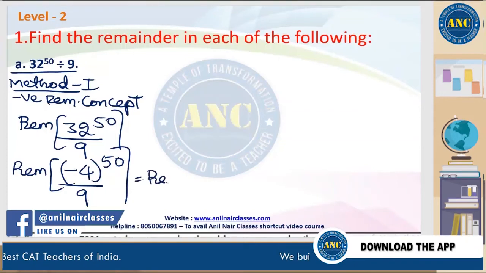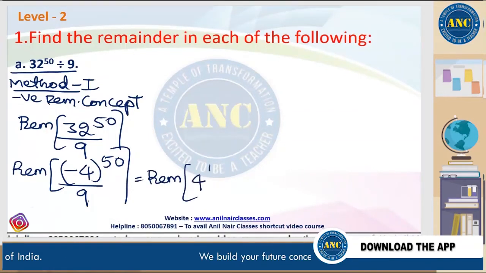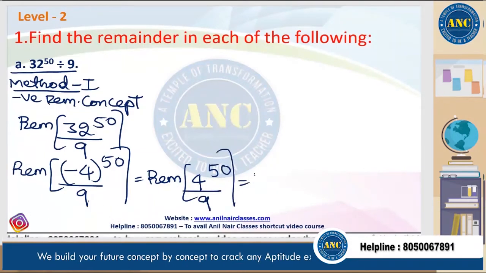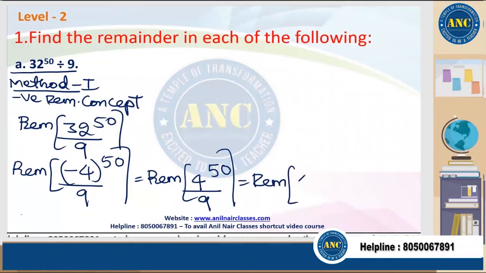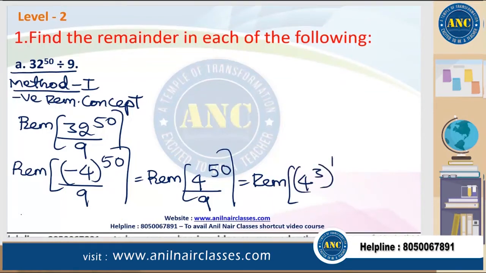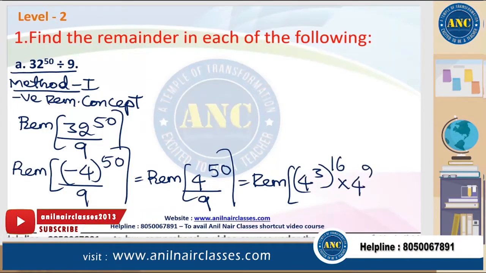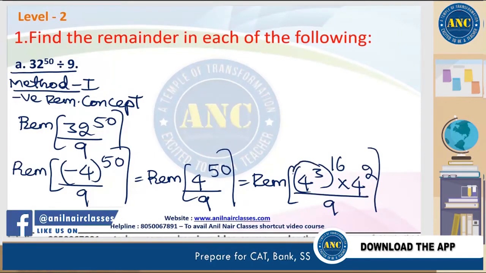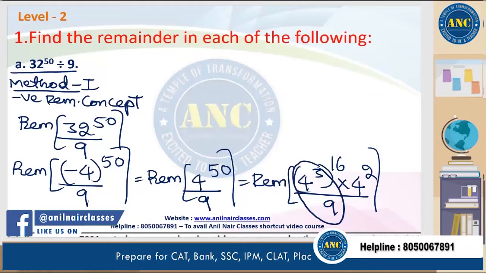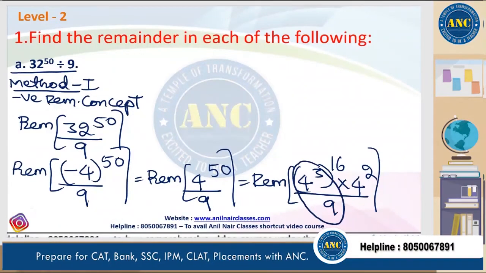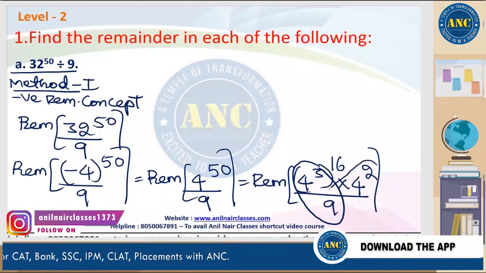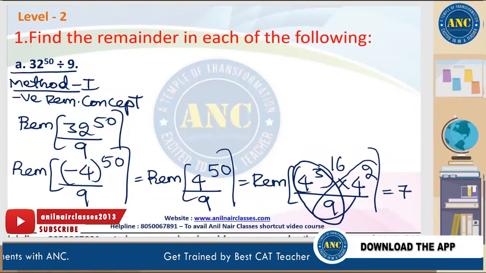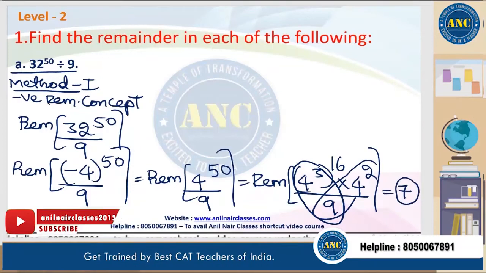So this is nothing but minus 4 power 50. Minus power even is even, so 4 power 50 divided by 9. So this is nothing but 4 cube power 16 into 4 square divided by 9. Why am I doing 4 cube? 4 cube is 64. 9 sevens are 63. Remainder is 1. 16 divided by 9, 9 ones are 9, remainder is 7. 1 into 7 is 7.